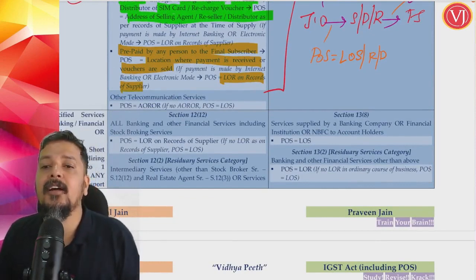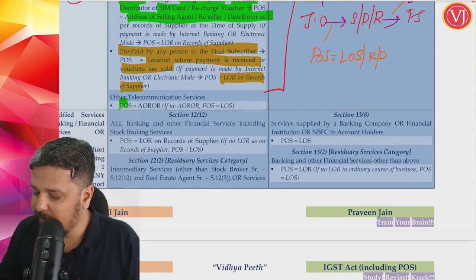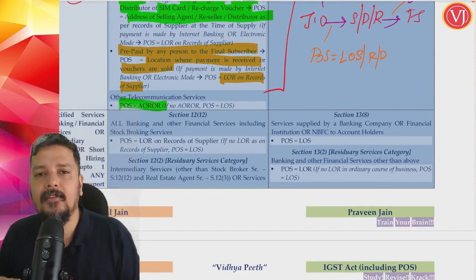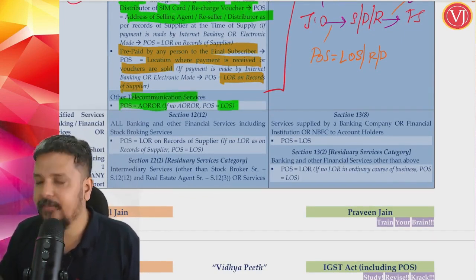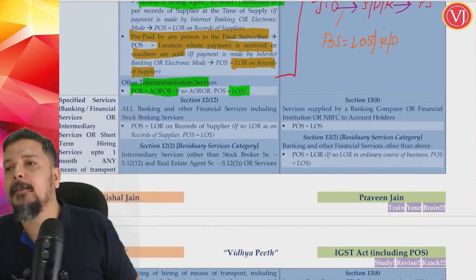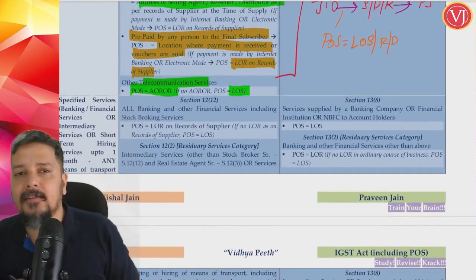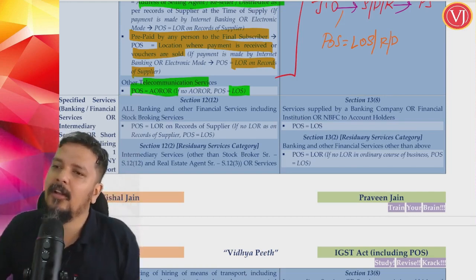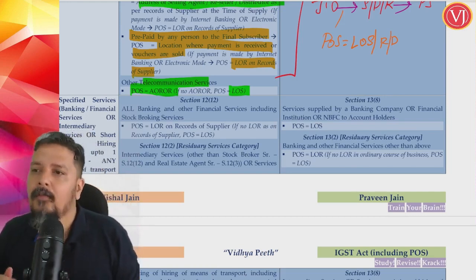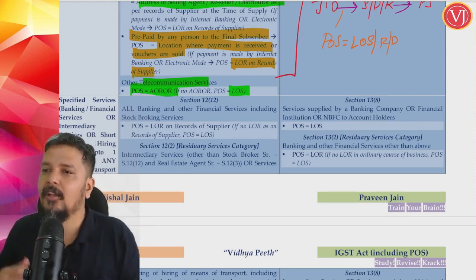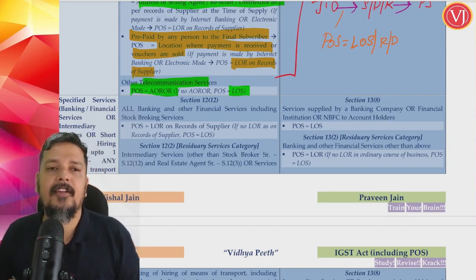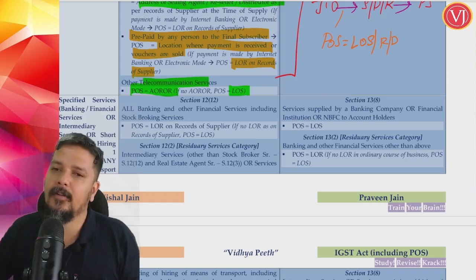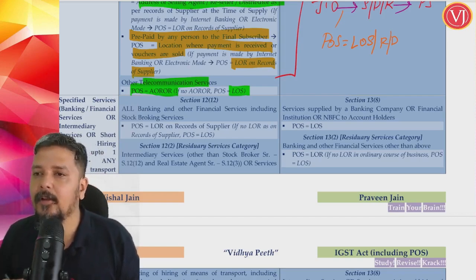Any other telecommunication services, support services. Here they are talking about the support services. Place of supply is the address of the recipient on records. If not available, location of supplier. Now, when I talk about any other telecommunication services, what does it mean? Support services. You are not talking about the wire services or wireless services. You have some issues in your connection. There's a support service being given to you for which an amount is being charged. Then it is the address of the recipient on records. If not, go with the location of the supplier.